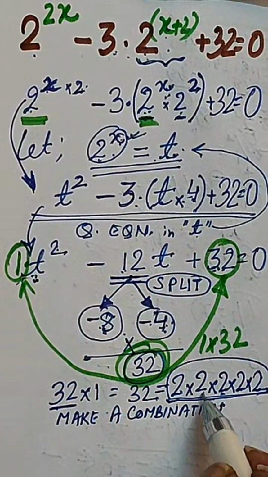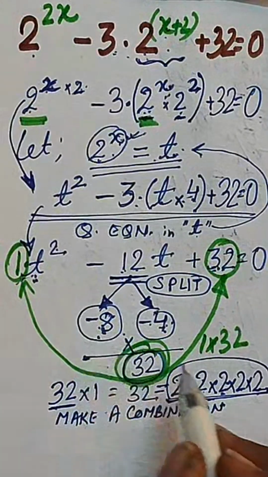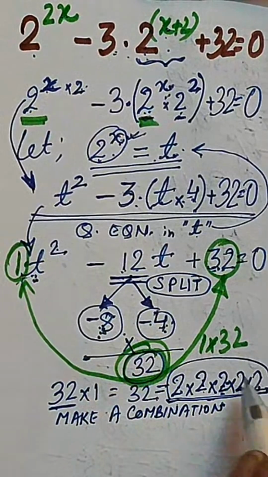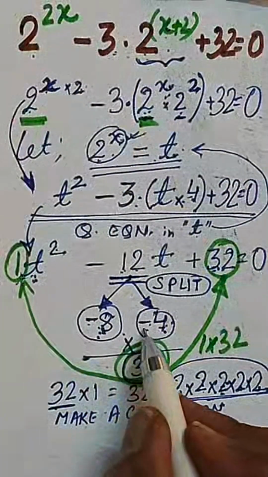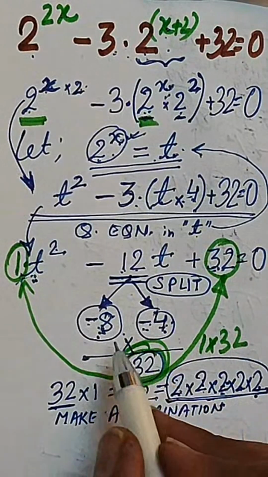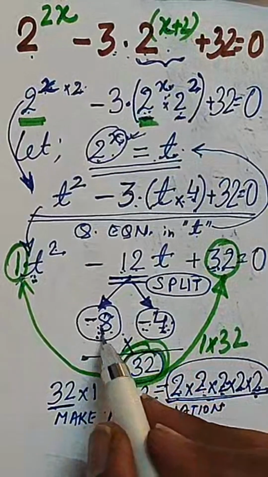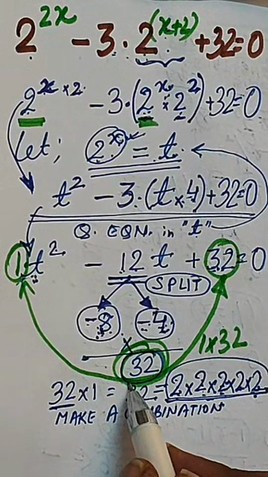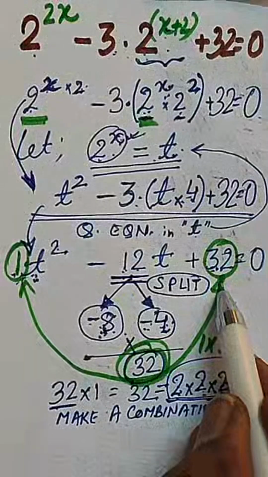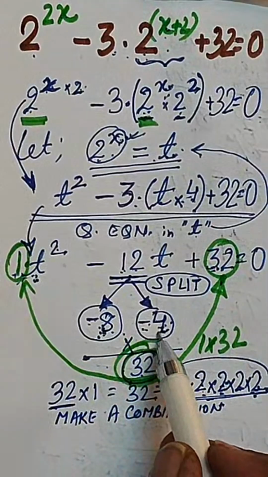So here you can see, 2 into 2 into 2 is 8, and 2 into 2 is 4. Leave the sign over here initially. So this 5 times 2 can be split into 8 and 4. 32 can be split into 8 and 4, so that when you multiply it, you are getting 32. That is the product of the coefficient of the t square and the constant. Right? So in this way we have split it very easily, minus 8 and minus 4.